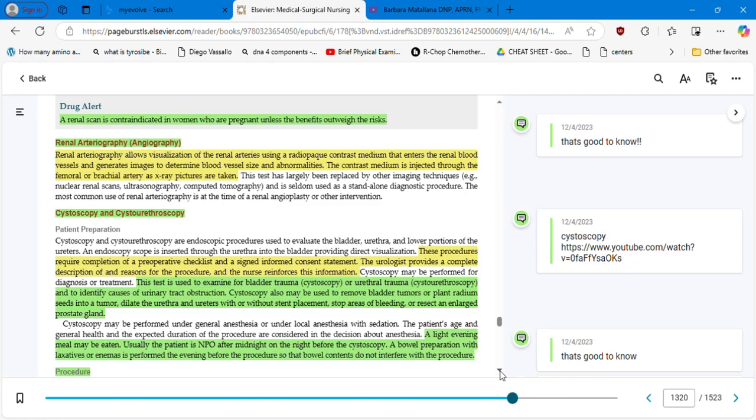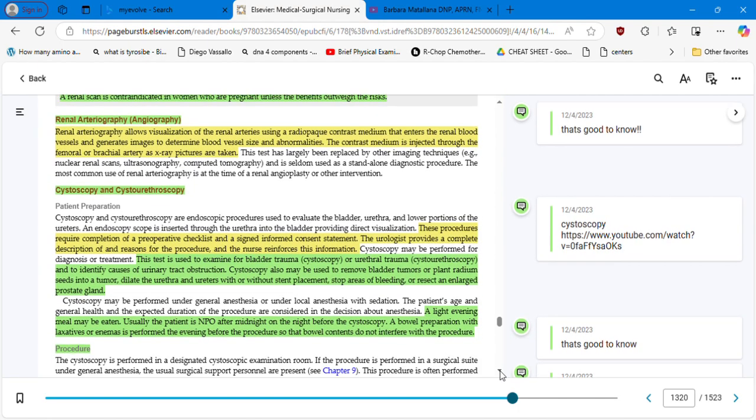Renal angiography allows visualization of the renal arteries using a radiopaque contrast medium that enters the renal blood vessels and generates images to determine blood vessel size and abnormalities. The contrast medium is injected through the femoral or brachial artery as X-ray pictures are taken.